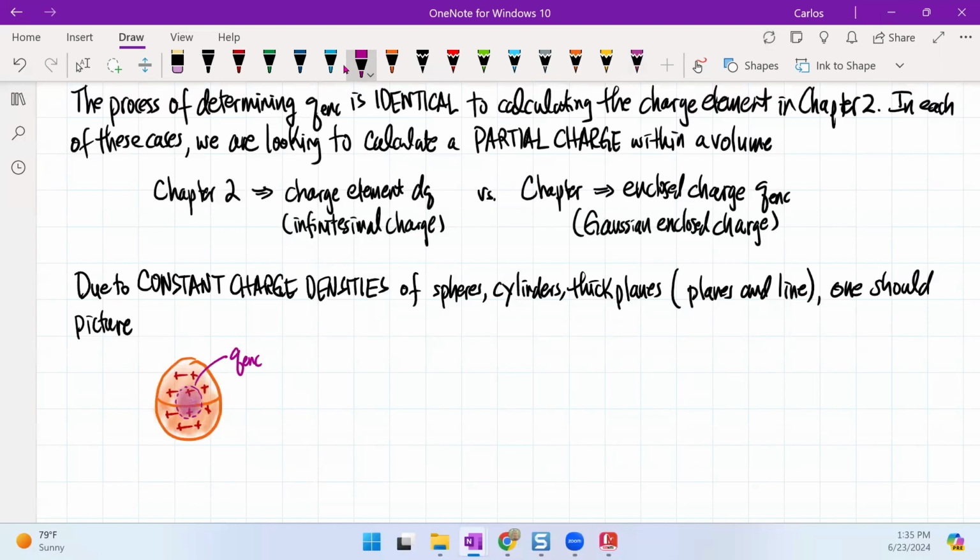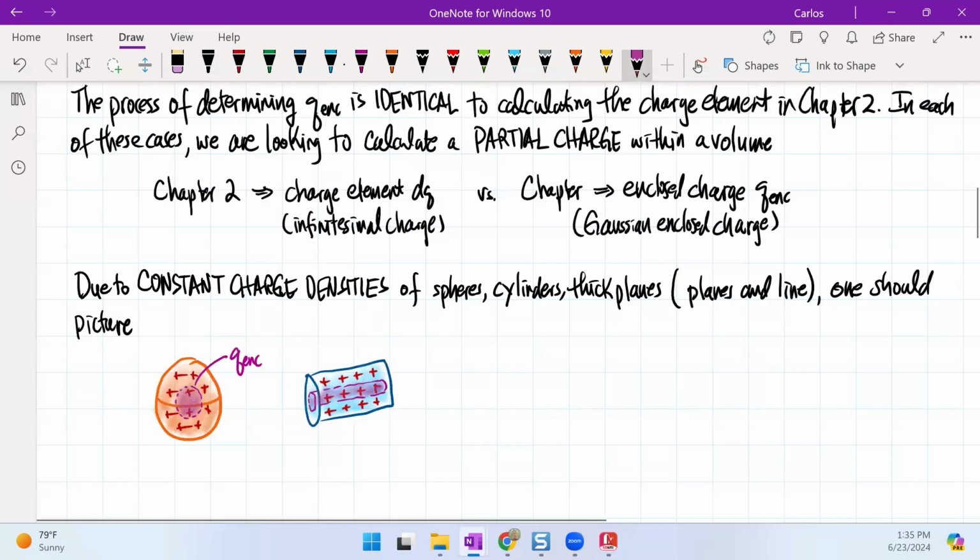I could do the same thing with the cylinder. If I have a cylinder, I'm also going to have a charge distribution here. When I pick a Gaussian, we're picking a subcylinder that only includes the partial charge of this guy. And so you could see that this is also the enclosed charge.